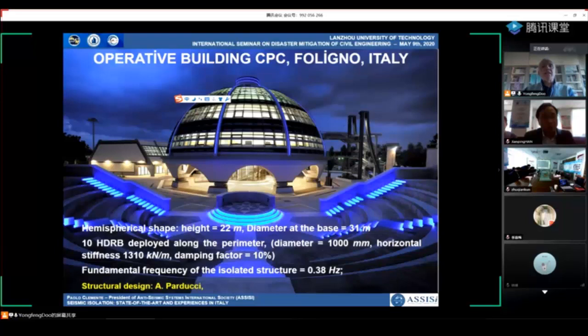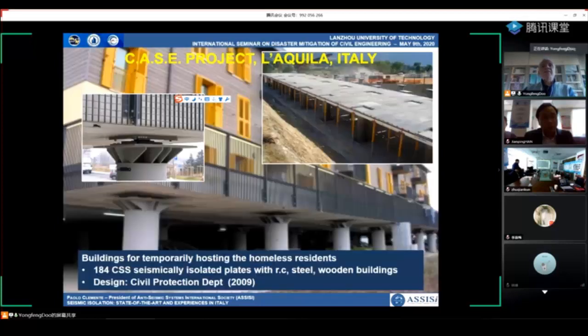The use of seismic isolation increased rapidly after the L'Aquila earthquake, thanks to the buildings for temporarily hosting the homeless residents when these were realized in L'Aquila. They consisted of prefabricated houses made of reinforced concrete, steel, or wood. They were placed on an isolated reinforced concrete slab, and the slab was supported, as you can see from this slide, by 40 curved surface sliders installed at the top of a circular column rising up from a foundation plate.